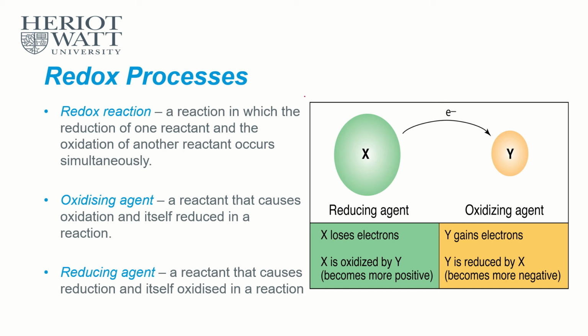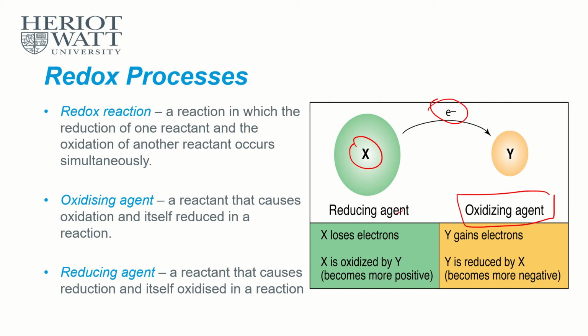Like in the diagram shown here, you can see a reducing agent causes reduction and itself must be oxidized. How does it get oxidized? It donates electrons to Y. So Y accepts the electrons, therefore it gets reduced. At the same time, if you look at this oxidizing agent, it itself must get reduced, and at the same time it oxidizes X. So they are working together. One is donating electrons, one is accepting electrons. So that's redox, and you must be able to differentiate between an oxidizing agent and a reducing agent.